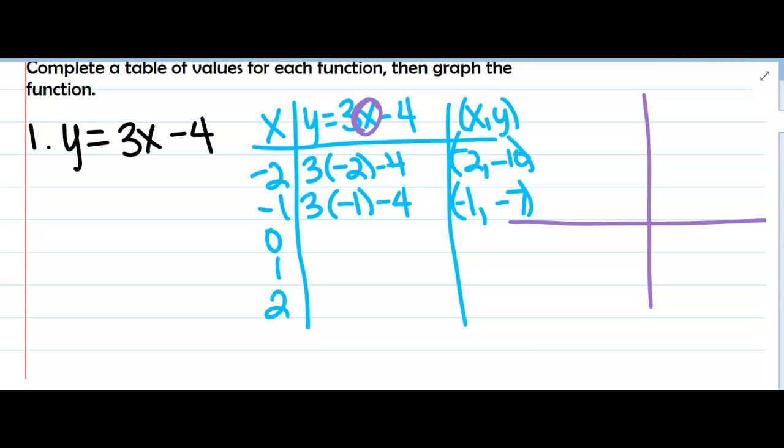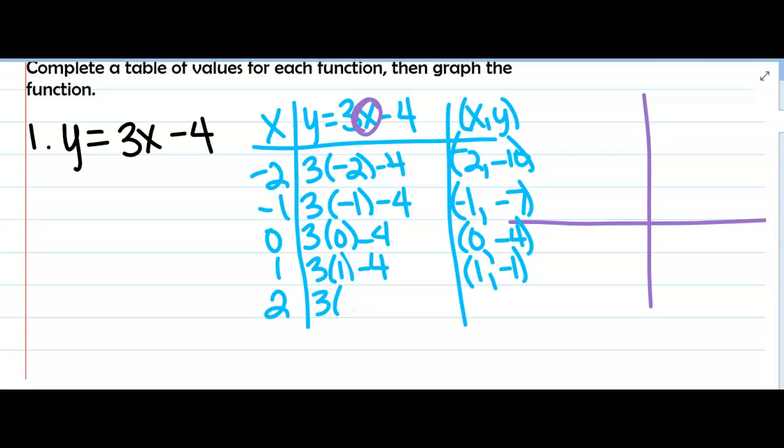When I plug in 0, we're going to find out that 0 is usually pretty easy to work with. We're going to take 3 times 0 minus 4. 3 times 0 is 0. 0 minus 4 is -4. So when you plug in 0, you get out -4. Whenever I plug in 1, we're going to take 3 times 1 minus 4. 3 times 1 is 3. 3 minus 4 is -1. So we get a point 1, -1. And then when we plug in 2, we're going to take 3 times 2 minus 4. So 3 times 2 is 6. 6 minus 4 is 2. So we get the point 2, 2.